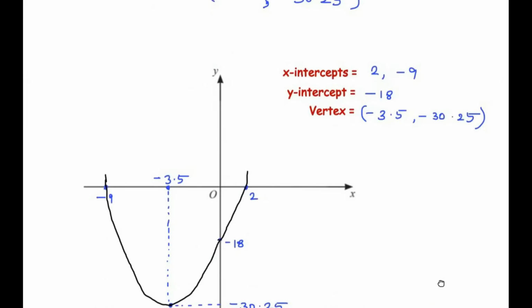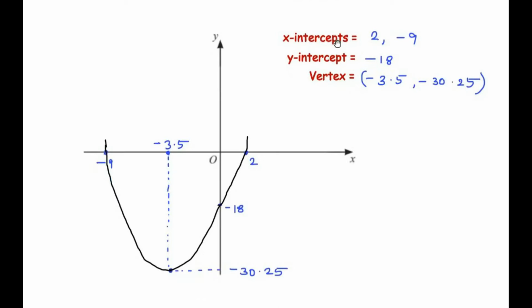So I have already drawn the graph. Here x-intercepts, we had got it as 2 and negative 9. So you can see I have marked on the positive x-axis positive 2 and on the negative x-axis negative 9. Y-intercept was negative 18. So you can see on the y-axis I have marked negative 18. And the vertex or the turning point is negative 3.5, and on the y-axis we have written minus 30.25. Now after plotting all the points, we are just going to draw a freehand curve joining all the points.